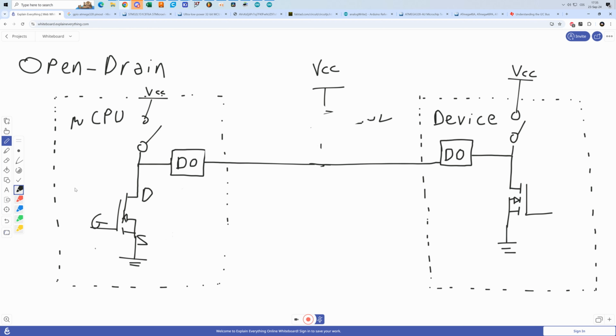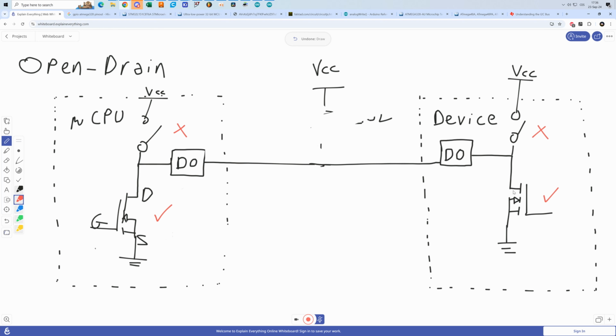Now imagine if the state of the bus should be low. Well, that means that this transistor needs to be turned on and this transistor needs to be turned off. But now this device also needs this transistor to be turned on and this one turned off. Because if this one is turned on and this one is turned on, then that's a short circuit and it will short the power supply, and that's going to be a problem.